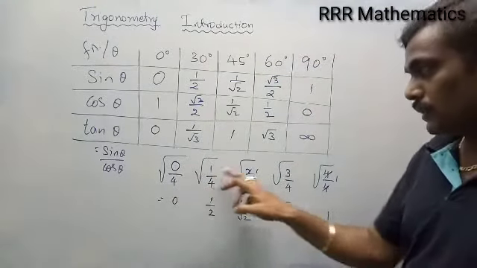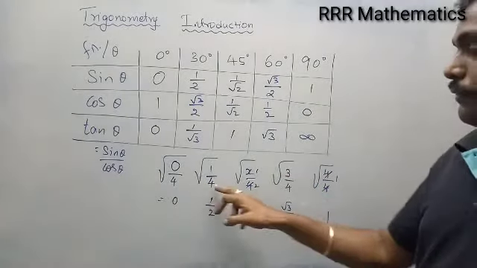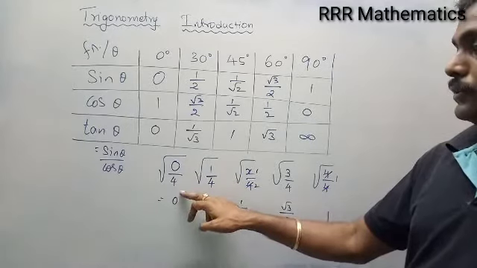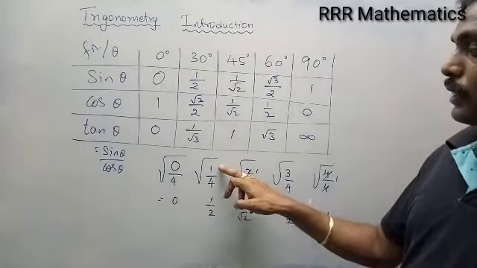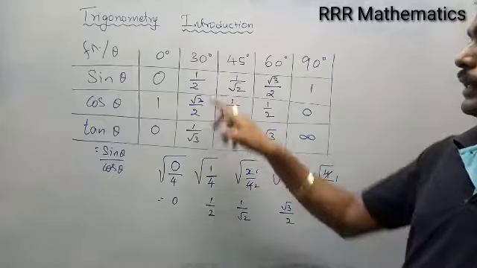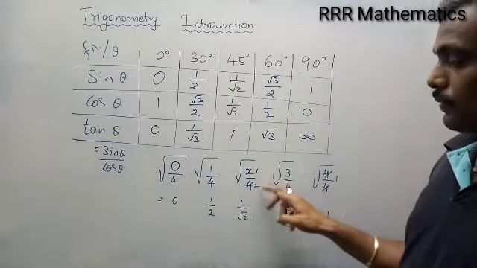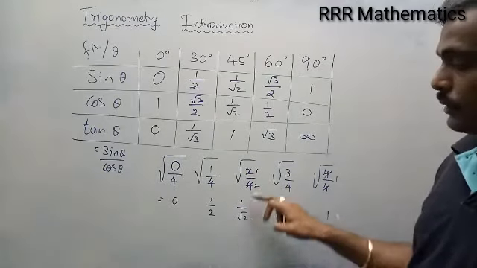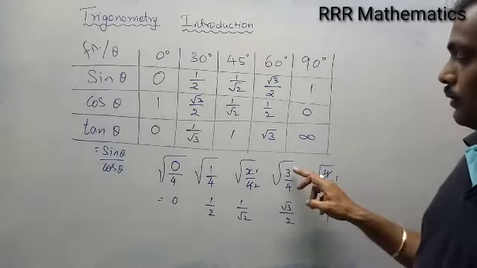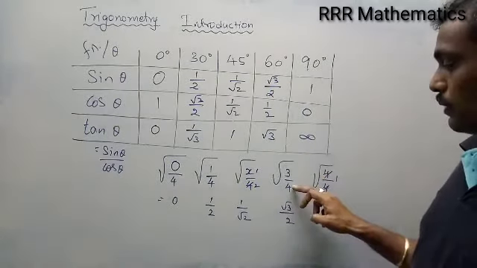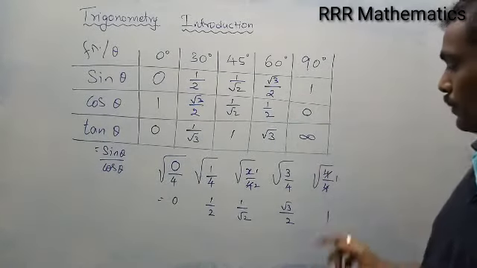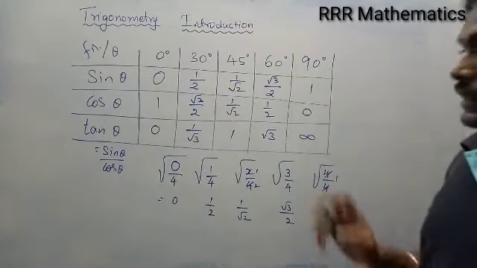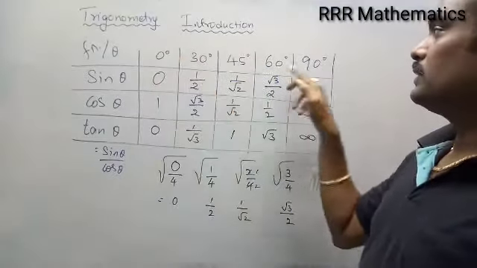Very simple. Write 0, 1, 2, 3, 4. Divide by 4 everywhere. Simplify, take the square root. It gives 0 by 4, 0. Square root of 0 will be 0. Square root of 1 will be 1, square root of 4 will be 2, that is 1 by 2. When you simplify 1 by 2, after taking the square root, the square root of 1 will be 1, the square root of 2 will be root 2, that is 1 by root 2. Square root of 3 will be root 3, square root of 4 will be 2, that is root 3 by 2. And it gets cancelled, the square root of 1 will be 1. This gives the sine function with respect to 0, 30, 45, 60 and 90 degree.